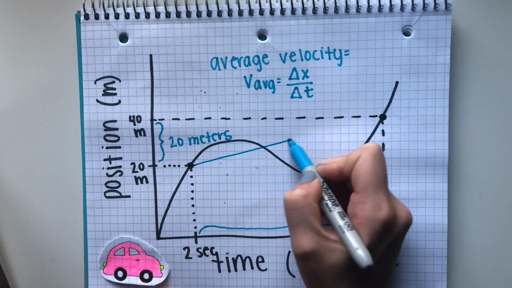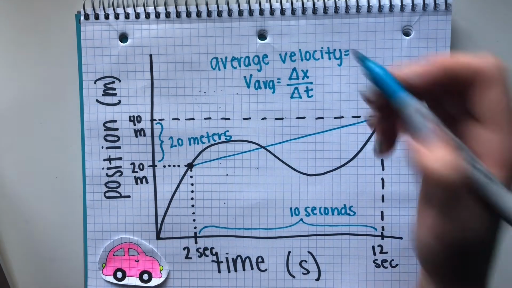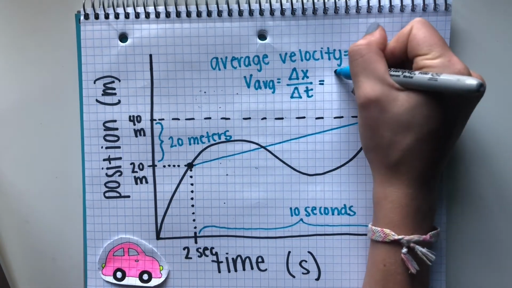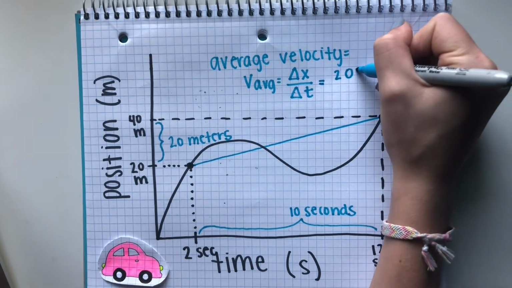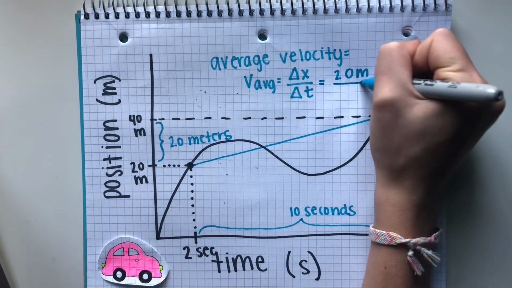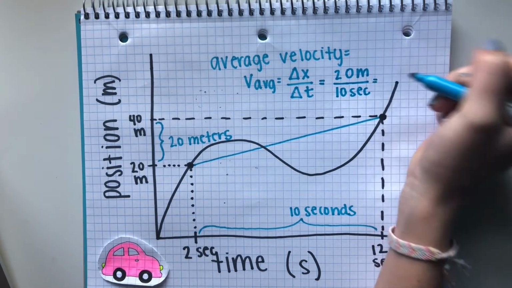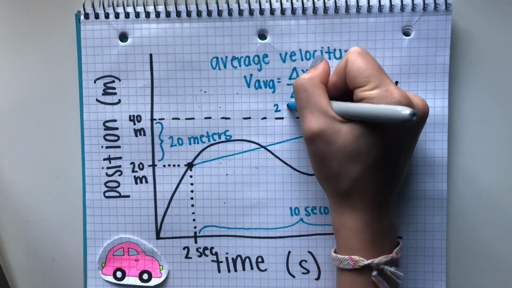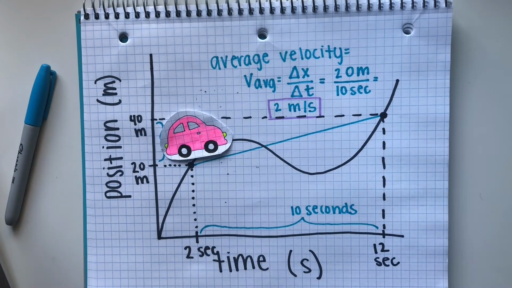So as you can see, the average velocity is going to be positive because even though the car goes away and back towards and then away again, on average it is moving forwards. So now we can plug it into the equation, 20 meters over 10 seconds, and then we'll get an average of 2 meters per second between time 2 and time 12.